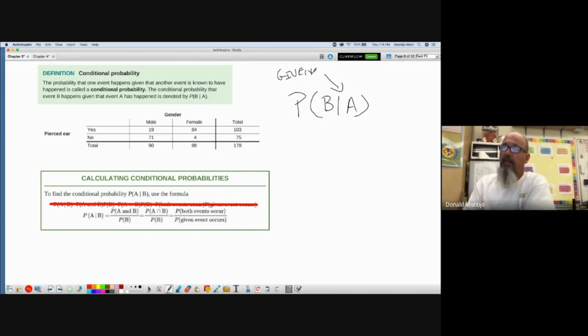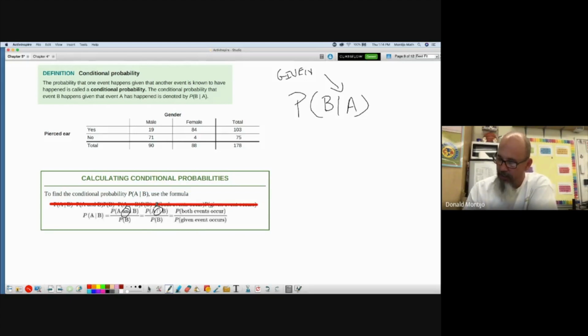So the formula for conditional probability of A given B, you can see down bottom here. The probability of A given B equals the probability of A and B divided by the probability of B. And we have it written out three different ways: A and B, A intersection B, and then in words, which might even make things easier, is the probability both events occur divided by the probability that the given event occurs.